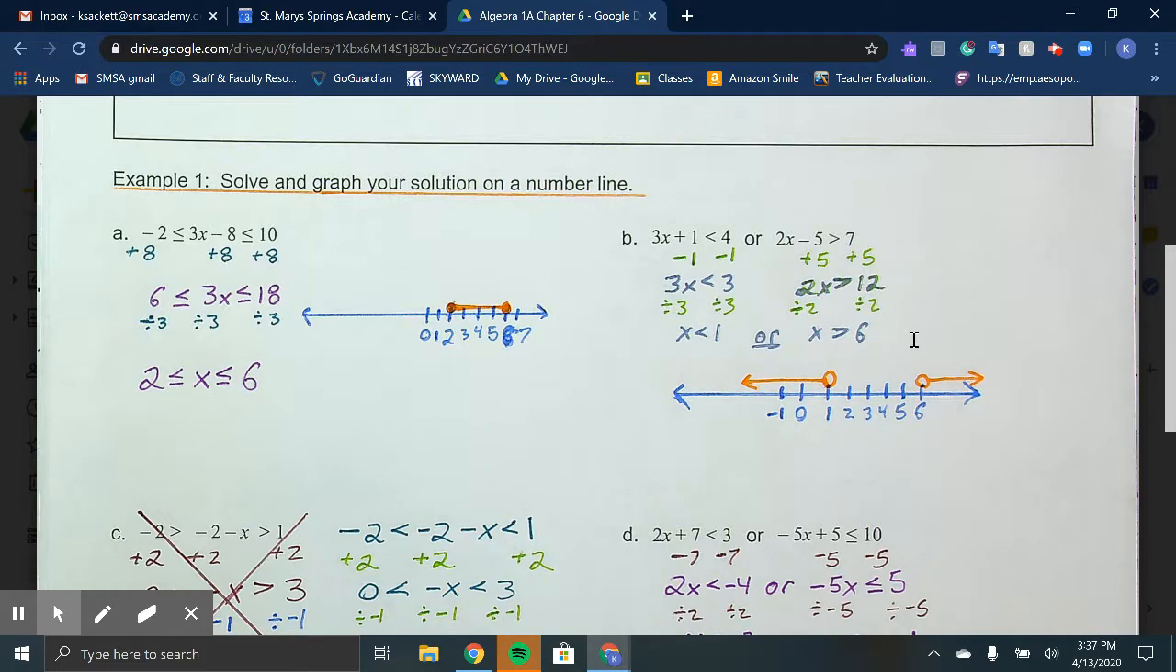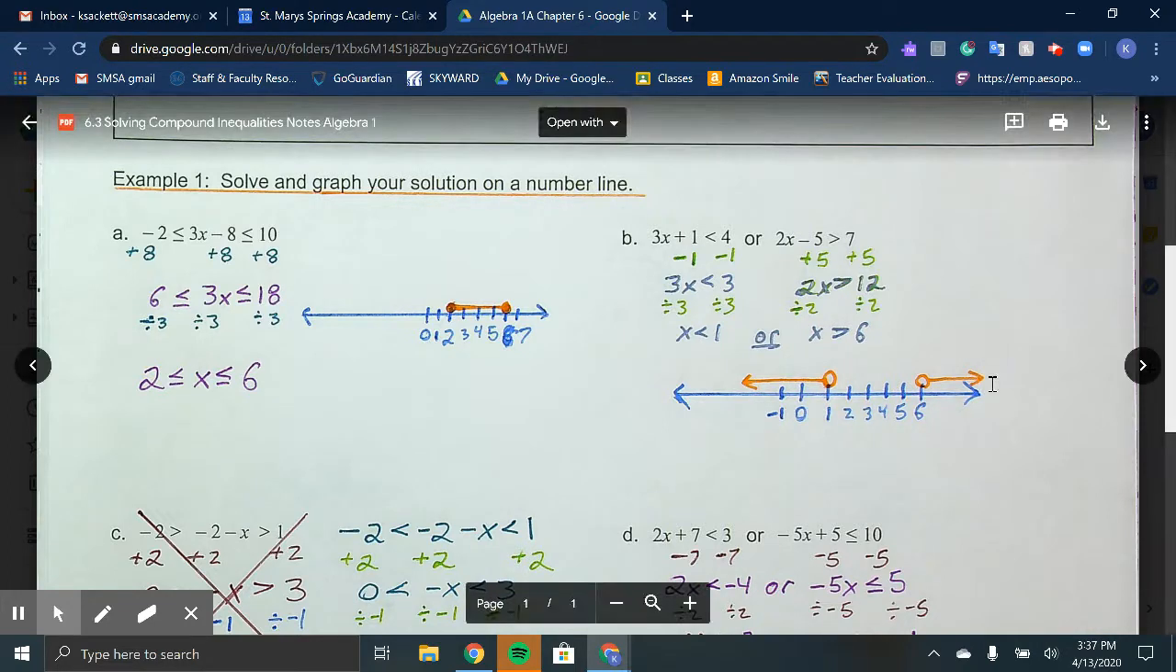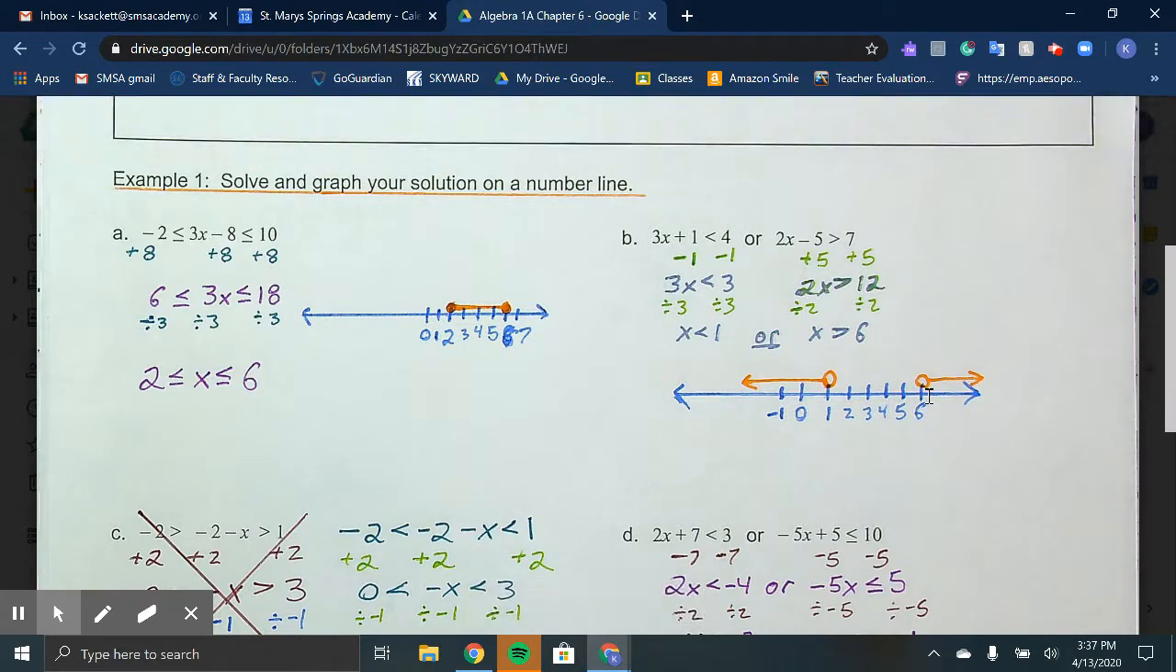So I have an open circle for both, and then less than 1 would be to the left, greater than 6 would be to the right. So we have the two different rays for our answer.